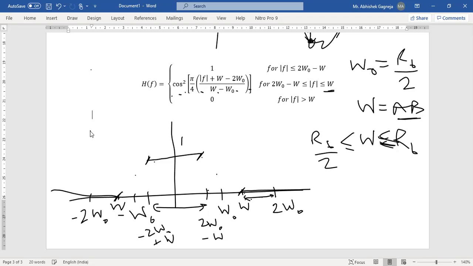So that means W naught essentially marks the middle point between 2W naught minus W and W. It marks the middle point between these two values, which is of course true. If you add these two and divide by 2, so what you are going to get is W naught only, right? The average of these two comes out to be W naught. So essentially, this is going to be a cosine wave with the middle point at W naught.